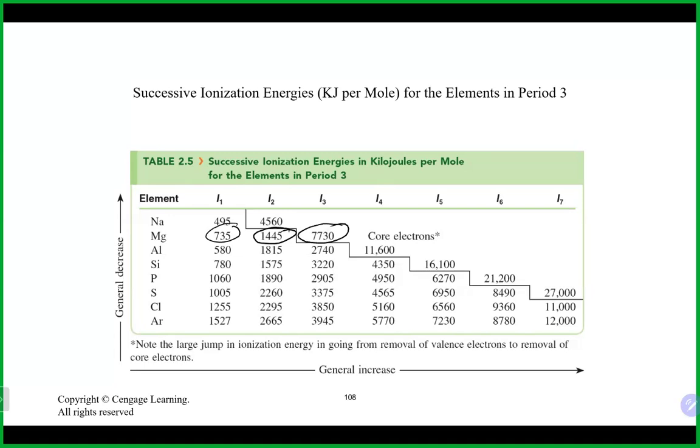You can see with aluminum, it's even a greater jump, or a similar one. We go from 2,700 after the third electron, which is the last valence electron, to almost 12,000 or 11,000 or so. And that's a very big jump in energy. So it's not going to allow it to lose those electrons. So you can see this line coming down here is where we hit those core electrons. And that's where we'll stop losing electrons.